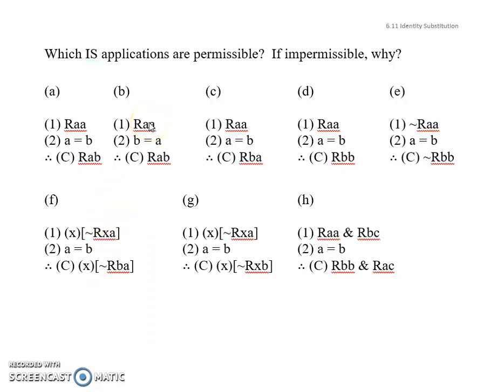Okay, so hopefully you've had a chance to pause and work through these, but let's go through these together. And A here is absolutely permissible. You can do this. This is fair game, okay? And you only have to replace one, and that's fine.